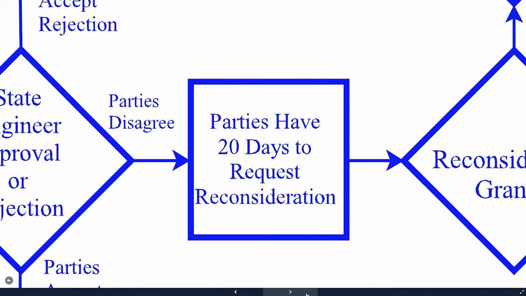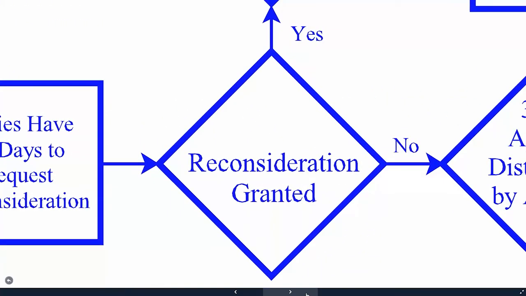If the state engineer does not issue an order within 20 days from the date of the request for reconsideration, the request shall be considered denied. A request for reconsideration is not a prerequisite for filing a judicial review. If the reconsideration request is granted, all parties to the decision are notified.